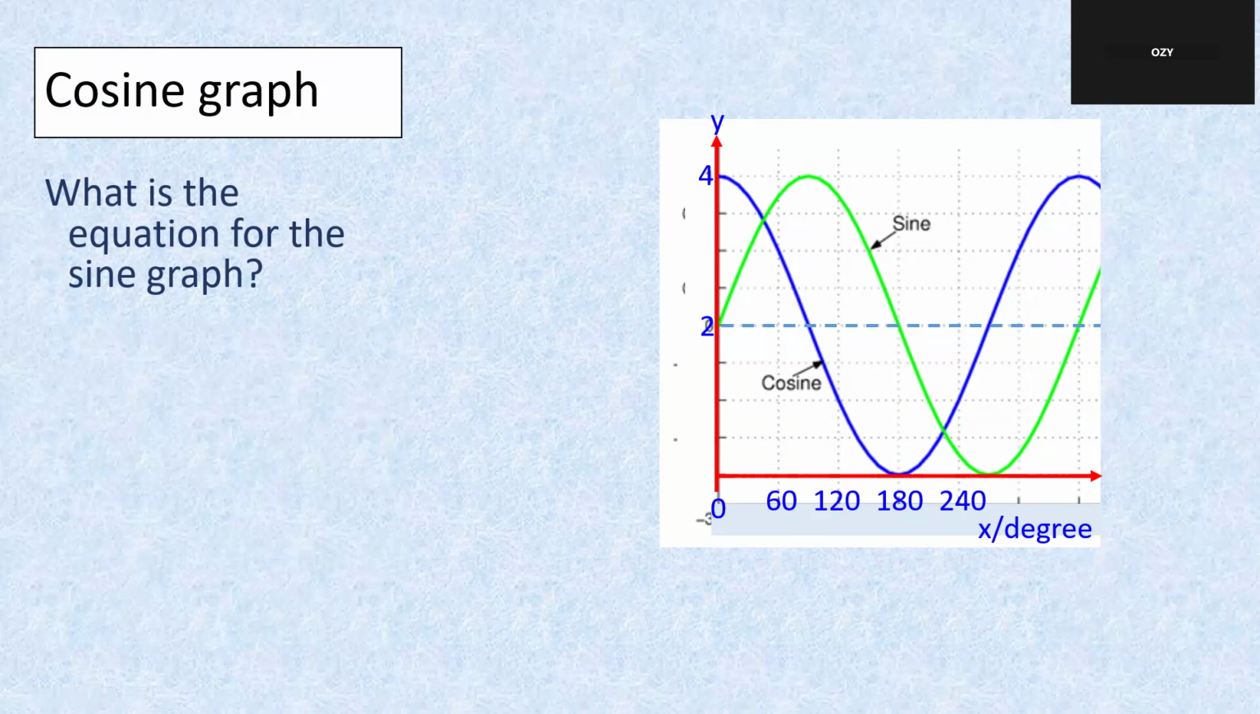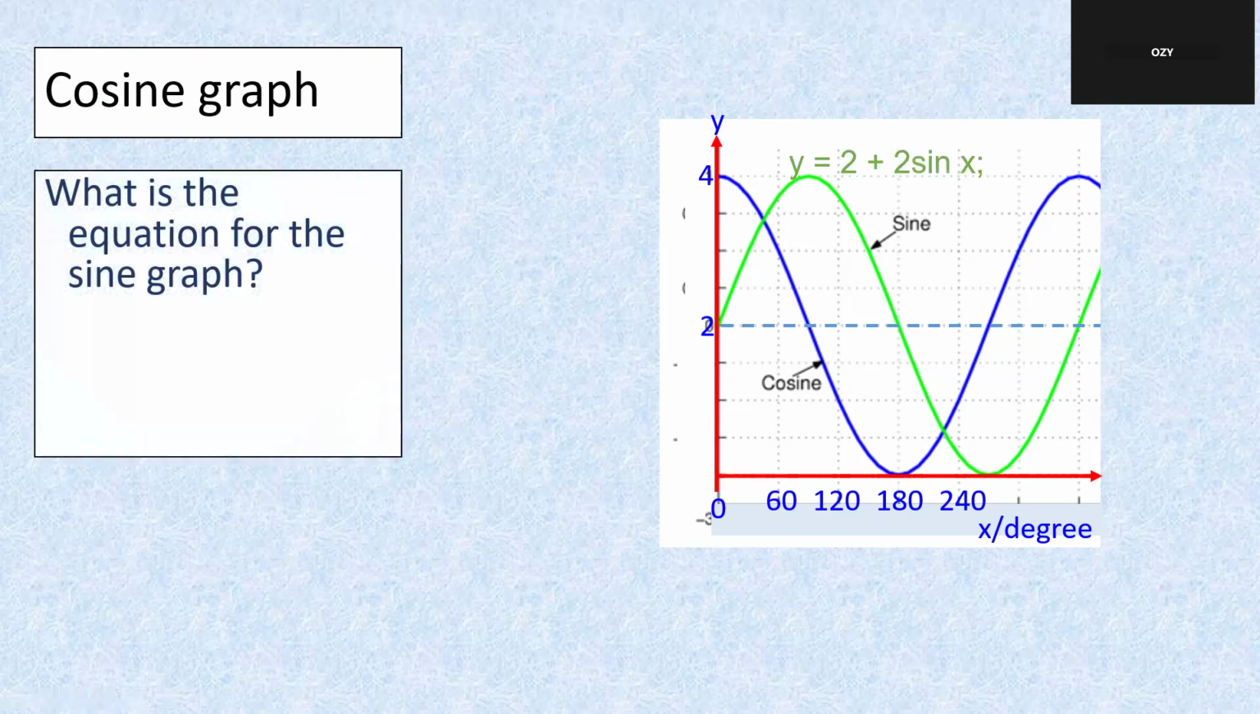Y equals to 4 sine. Amplitude is 2, right? Amplitude is 2. It's a sine curve, pushed up by 2. 2 sine x plus 2. Wait, the x. Okay, yeah, y equals 2 plus 2 sine x.